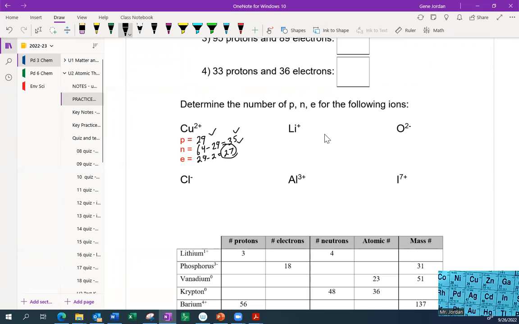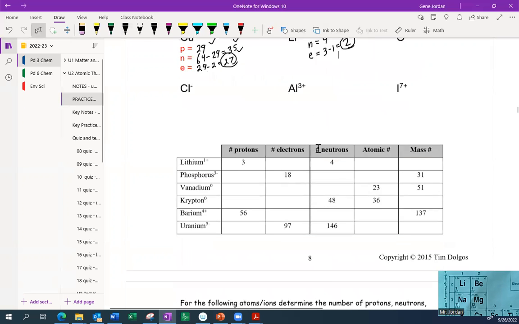Should I try one more easier one here? Lithium. I know, right? Lithium, number of protons, that's element number 3. So that's easy. Number of neutrons, its mass number is 7. So it must have 4 neutrons. Number of electrons is normally 3, but because it's positive, it must have lost an electron, at least one, to give it a positive 1 charge. So it has 2 electrons. Hope that makes sense. We'll go over that tomorrow.